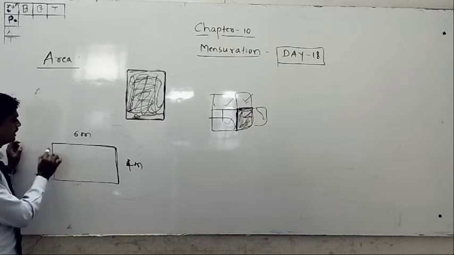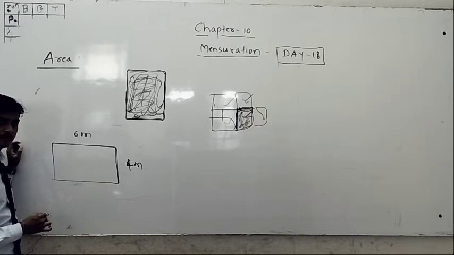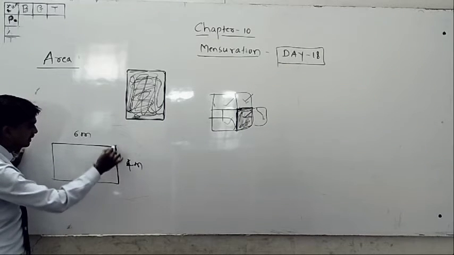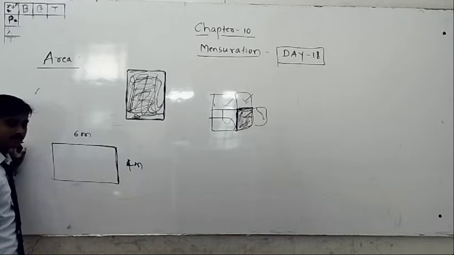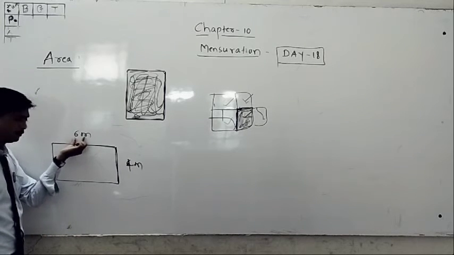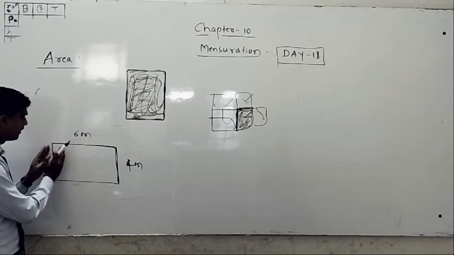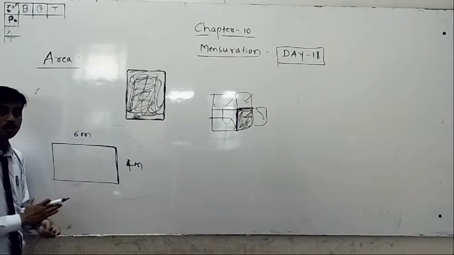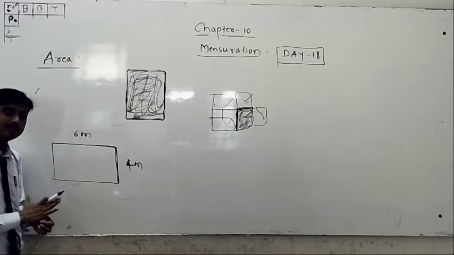Okay, sir, in this rectangle figure, 6 meter length is there and 4 meter breadth is there. Then you do one thing: 6 meter is there, then you have to divide it into 1 meter columns. How many columns are there?